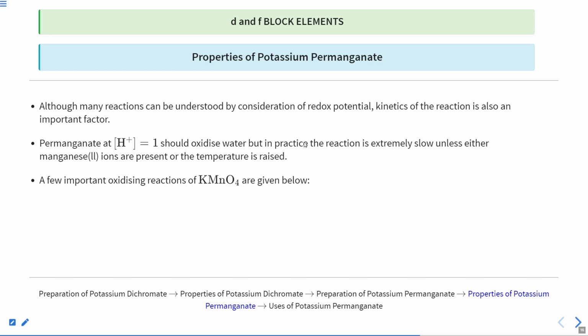Now we have said that these reactions are sometimes feasible, but the process is very slow. So the kinetic part is also very important. Like permanganate at a concentration of H plus equal to 1 should oxidize water, but in practice this happens very, very slowly, right?